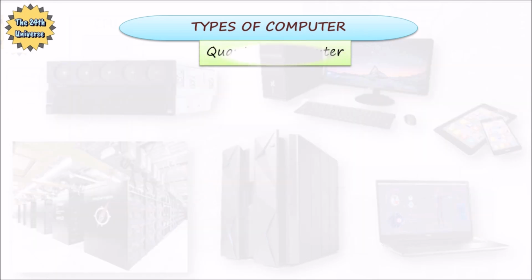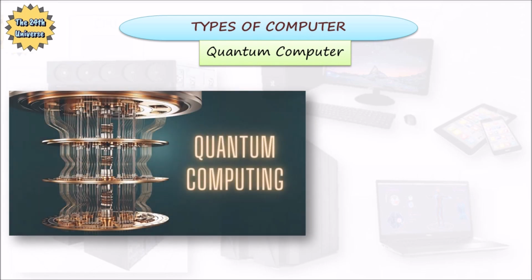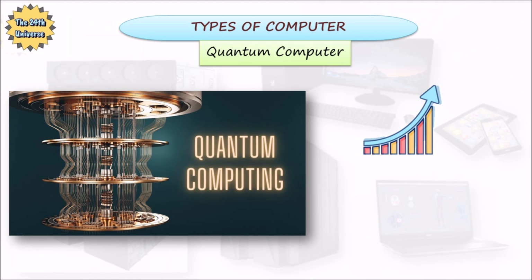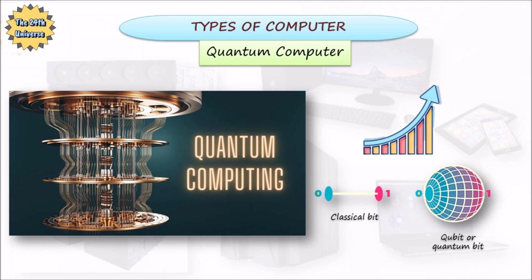There is another type of computer, that is quantum computers. Quantum computers have shown that they can process certain tasks exponentially faster than classical computers. Just like a binary bit is the basic unit of information in classical or traditional computing, a qubit or quantum bit is the basic unit of information in quantum computing.